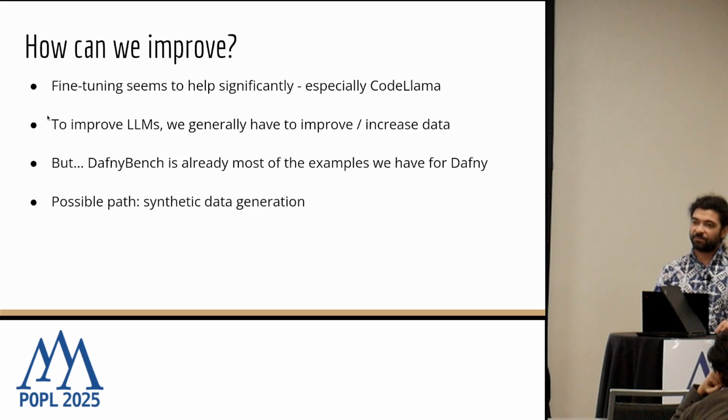So it seems like fine-tuning generally helps language models. But if we want to rely on this recipe of fine-tuning them on more and more data, then we need data. And unfortunately, there's not that much data on Dafny out there. DafnyBench is already most of the examples that we could use to fine-tune the model for this task. So what do we do? Maybe we just wait a couple of decades for people to write a lot more programs, and then our language models will be great. That's one way. But if we want to speed that process up, there's another set of ideas that have been explored in the language model space these days, which is to generate synthetic data.